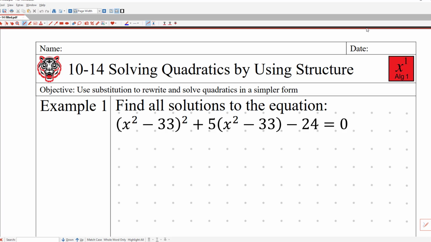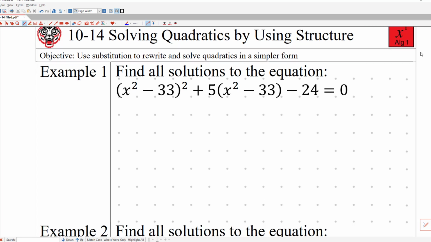This is Algebra 1, Lesson 10-14, Solving Quadratics by Using Structure. Today's date is Tuesday, April 28th, 4/28, 2020. Our objective today is to use substitution to rewrite and solve quadratics in a simpler form. So let's jump right into it.